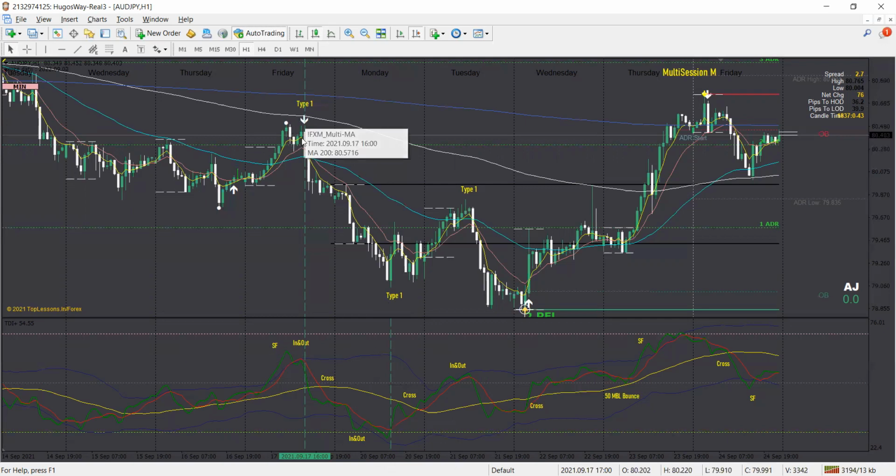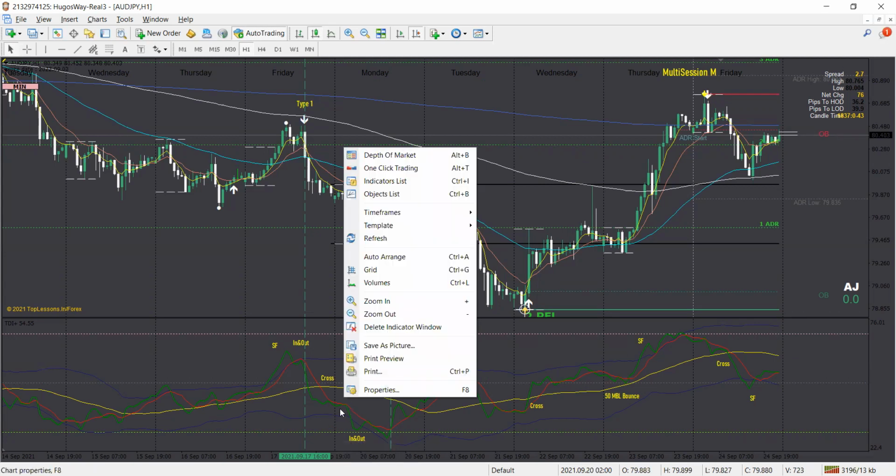We had the type 1. We had the second leg here. Down here, the next day on Monday, we had another in and out. And we are at the low. This line right here, this is your 30 low level line here.